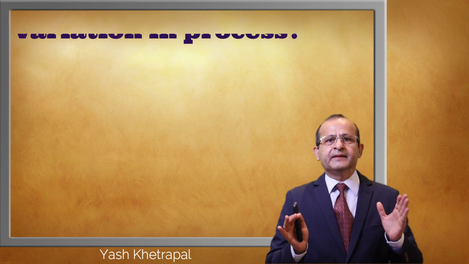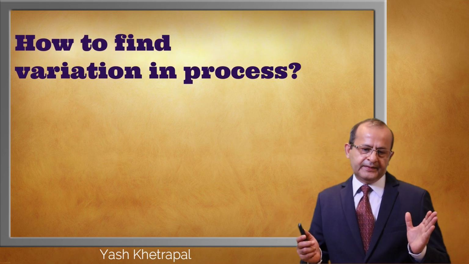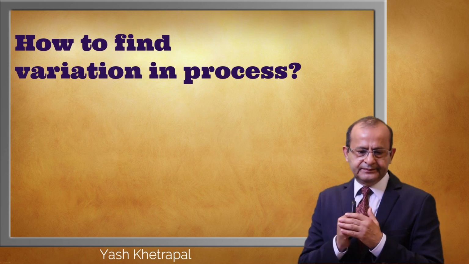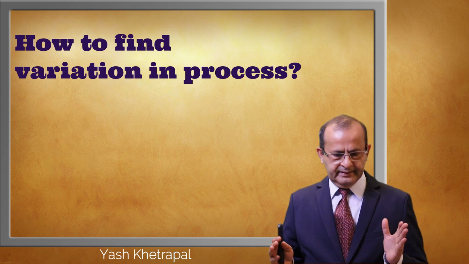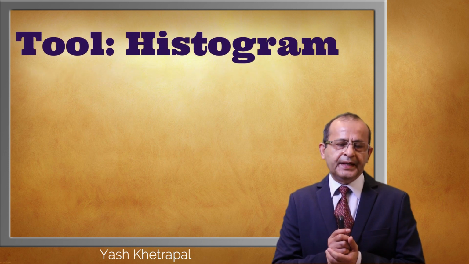A major problem before the shop floor engineers, particularly when they find a variation in the process and want to measure it, is a big challenge. How do you find out the amount of variation? Where is the variation centered? For this we have a tool called a histogram. Histogram is a beautiful tool for measuring the variation and checking the process stability.